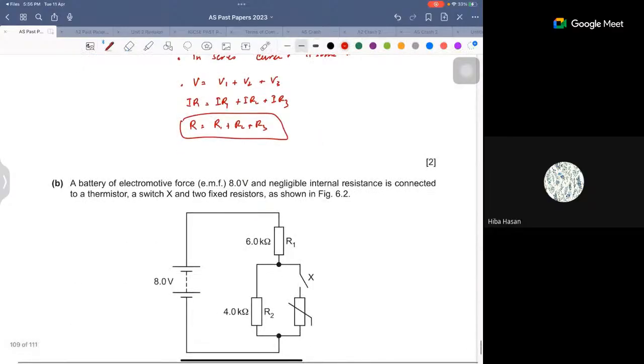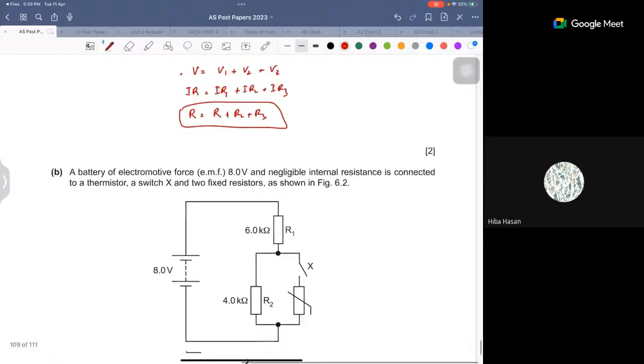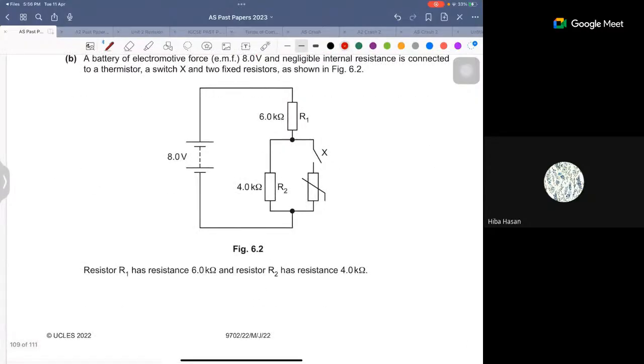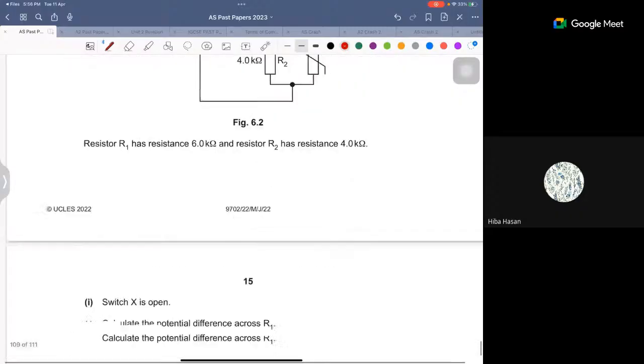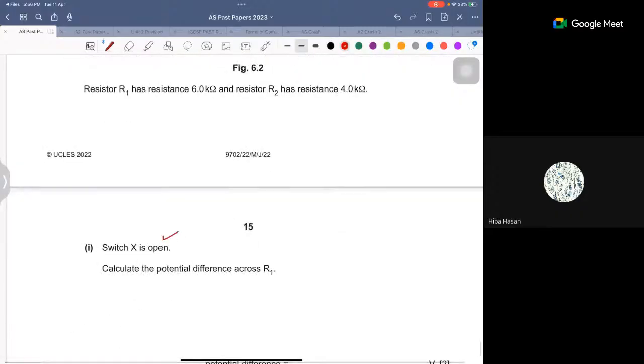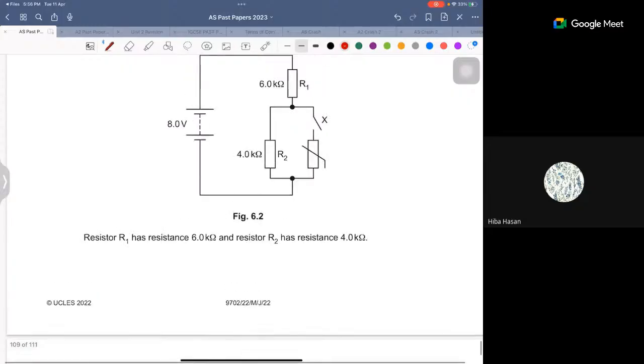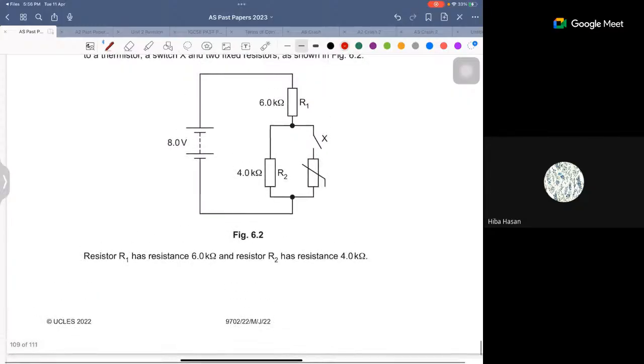We're going to go to the next. For this one, it says R1 has a resistance of 6 and R2 has a resistance of 4. Switch X is open, calculate the potential difference across R1. If this switch is open, this means this circuit is now effectively working only like this. We want to find the potential difference across this.